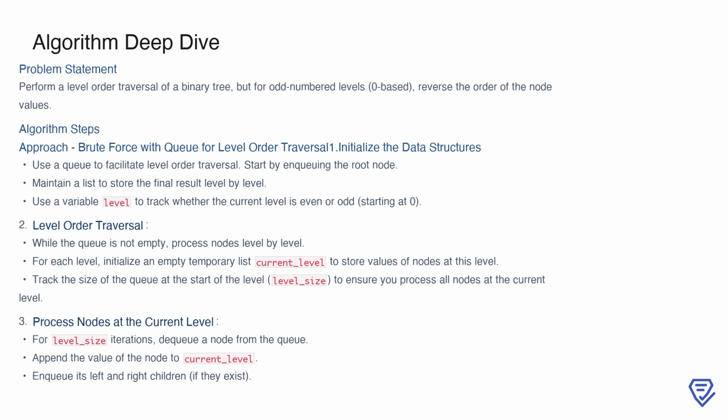Next, we perform the traversal itself. While the queue is not empty, we process nodes one level at a time. For each level, we create an empty list called current_level to temporarily store the values of the nodes at that level. To ensure we process all nodes in the current level, we track the size of the queue at the start of the level, which we call level_size. This allows us to limit the number of iterations for that level, ensuring no extra nodes are processed prematurely. By following these preparatory steps, we set up the foundation for processing nodes at each level efficiently.